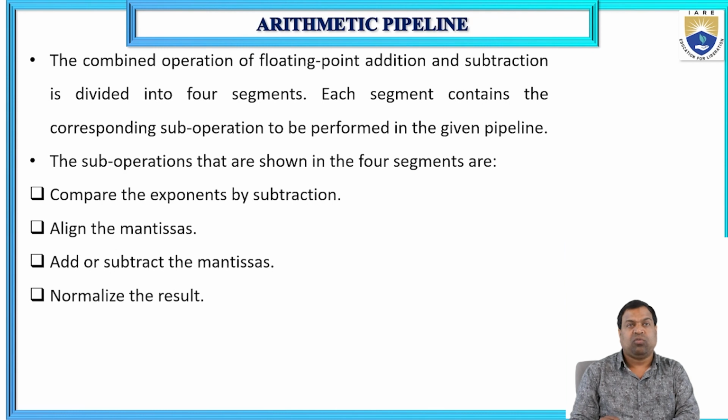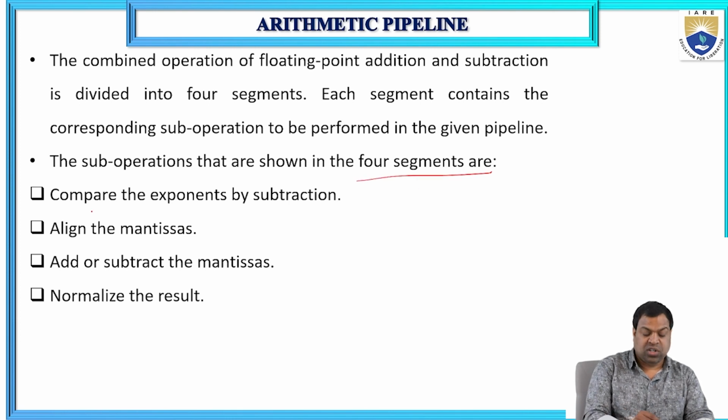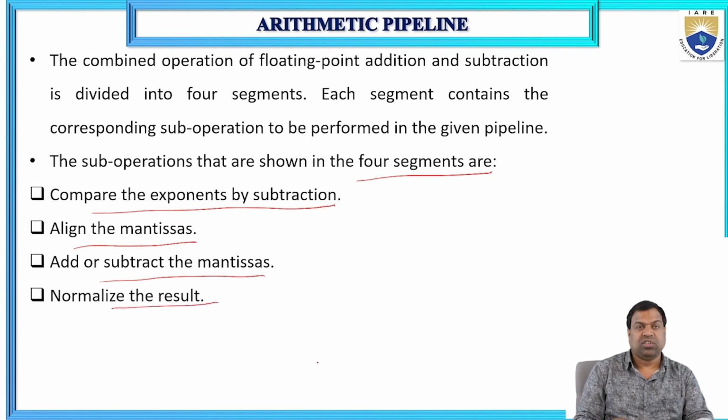So what are the conditions? What are the sub-operations to perform? Here we have to take four segments. Why I am taking four segments, we'll discuss now. The combined operation of floating point addition and subtraction is divided into four segments. Each segment contains the corresponding sub-operations to be performed in the given pipeline. The sub-operations shown in the four segments are: compare the exponents by subtraction, align the mantissas, add or subtract the mantissas, normalize the result.